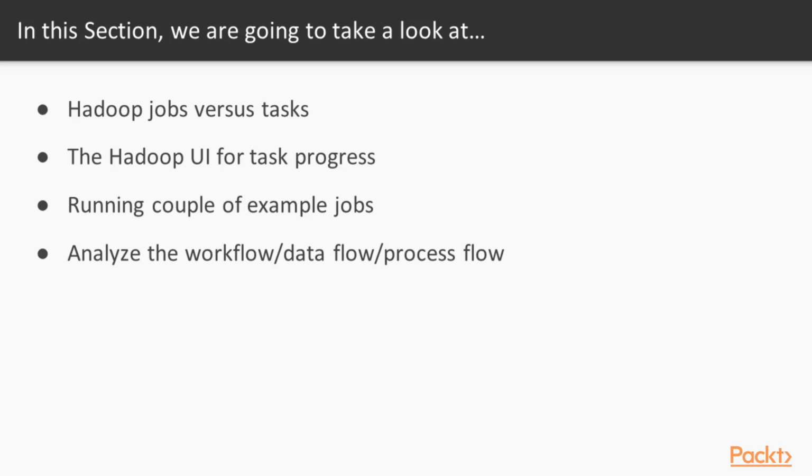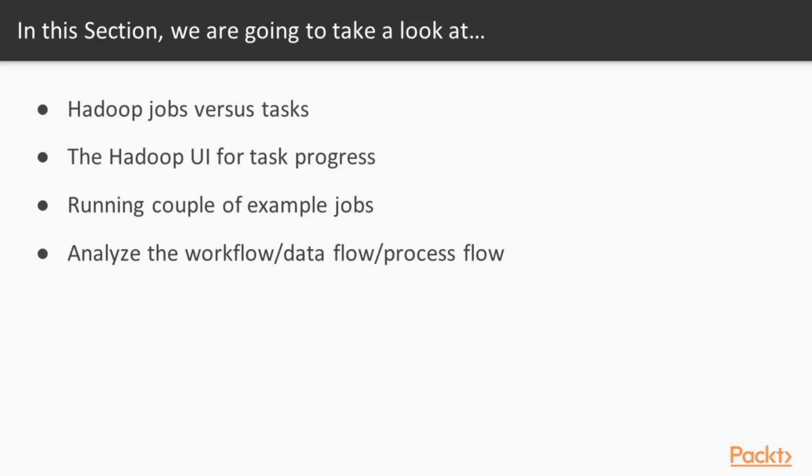I'll continue to show you how to run some Hadoop jobs in your local single node setup. In this section, we'll start looking at what the jobs and the tasks are in the Hadoop world. And then we're going to see the UI for Hadoop, where we can see the task progress. And then we'll follow up by running a couple of example jobs that are provided with the Hadoop binary that we have downloaded before. And then we're going to analyze the workflow, the data flow, and the process flow inside the Hadoop jobs that's happening.